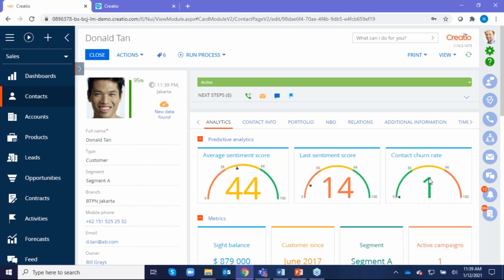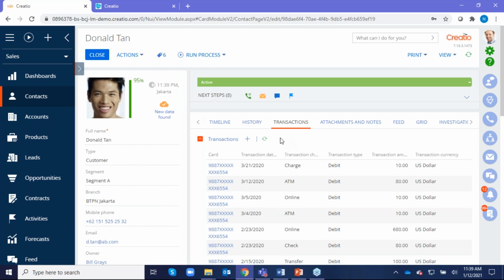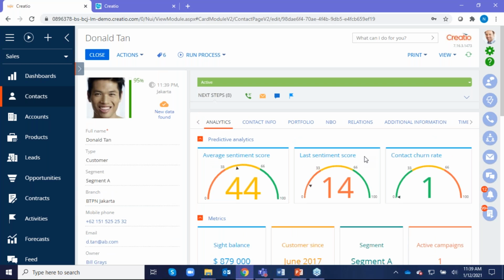Now you saw that what was previously 99 for the contact churn rate has now gone all the way down to 0, because what has actually happened is now there is data to say that, hey, starting January 1st, there were a lot of transactions that Donald Trump did. Therefore, he is not going to churn because he's continuing to do business with you.